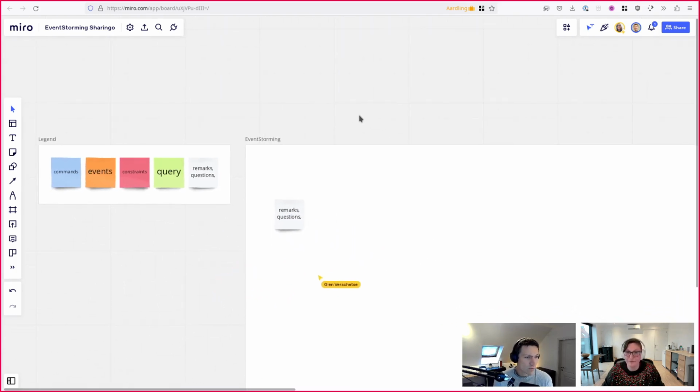Okay, so the thing is, we are going to build some software for a bike sharing company. We call it Sharingo. You can see that at the name of the Miro board. And what we're going to focus on today is actually doing the ride and paying for the ride. Okay?